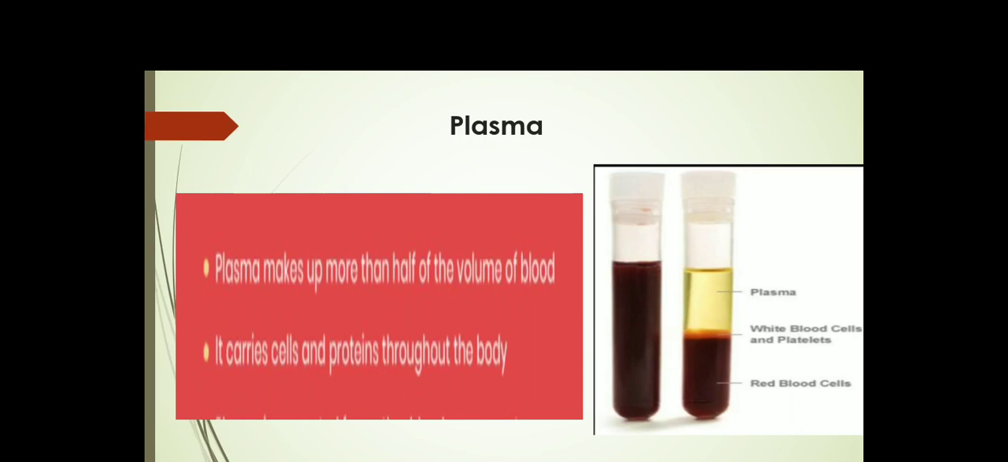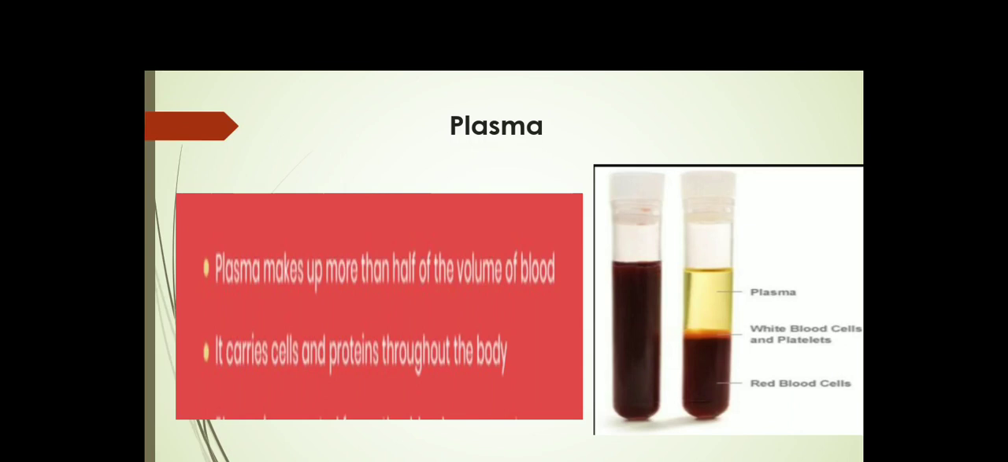Here is the picture of plasma in the test tube. You can see the yellow color in the picture, that is the plasma. These are called test tubes. If you place the test tube in the centrifuge, it will start rotating. A centrifuge is a kind of machine. After it rotates, the plasma and blood cells will be separated. Up there will be the plasma, down there will be the blood cells. You can see it in the picture.